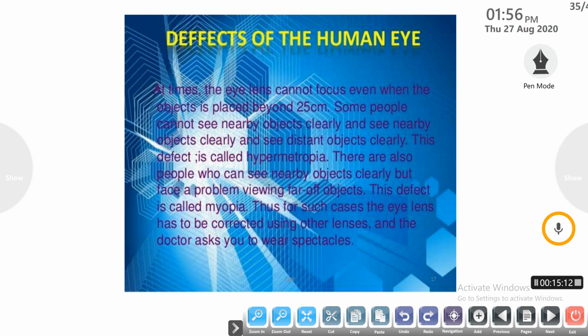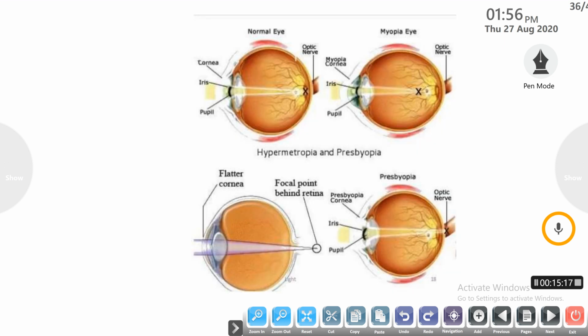So let us understand the difference between myopia and hypermetropia. Like you can see in the diagram, firstly understand what is myopia. Myopia is generally called near or short sightedness, because in this type of defect a person can clearly see nearby objects but cannot see far objects. But in case of hypermetropia, a person can see far objects but cannot see nearby objects. That's why hypermetropia is known as far sightedness.